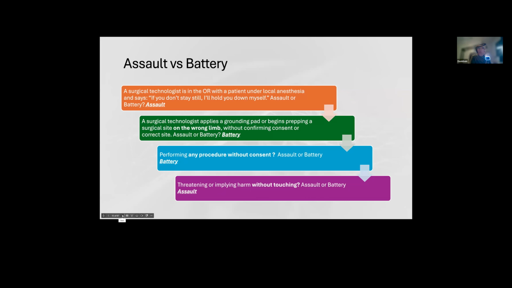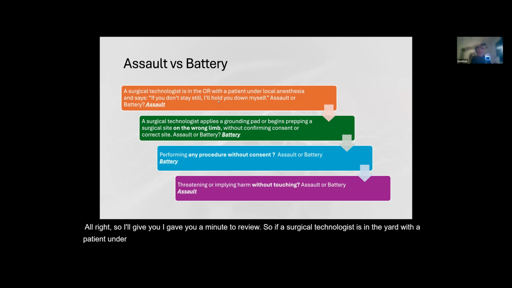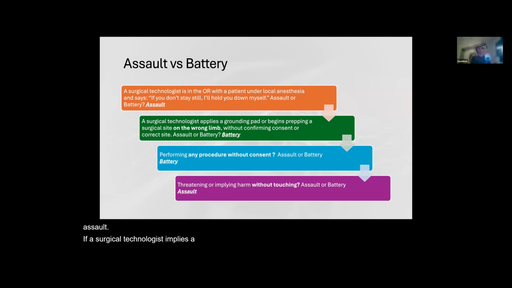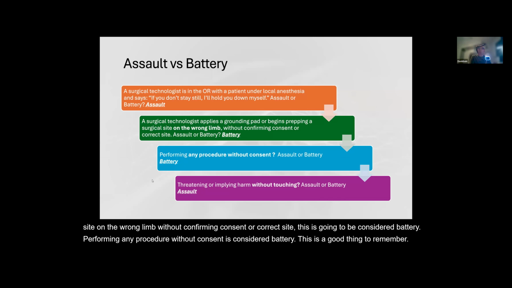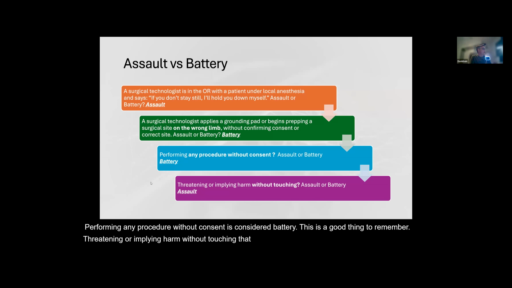All right, so I gave you a minute to review. If a surgical technologist is in the OR with a patient under local anesthesia and says, "If you don't stay still, I'll hold you down," this is considered assault. If a surgical technologist applies a grounding pad or begins prepping a surgical site on the wrong limb without confirming consent or correct site, this is going to be considered battery. Performing any procedure without consent is considered battery. This is a good thing to remember. Threatening or implying harm without touching, that is going to be considered assault.